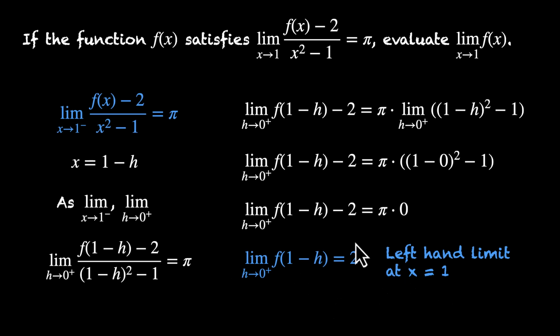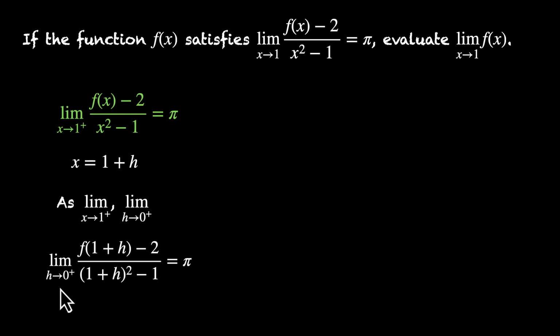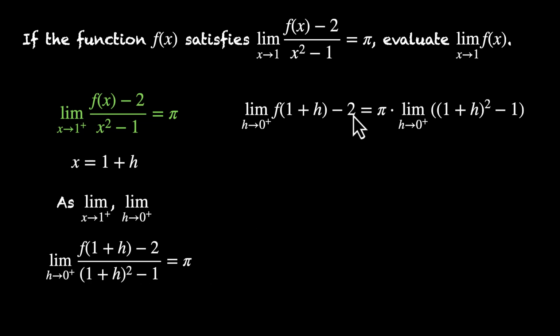And using the same thing, we can find the right hand limit. The limit as x approaches 1 plus of (f(x) minus 2) by (x square minus 1). This is also equal to pi. Now we substitute x as 1 plus h. Here h is a very small positive quantity which is making x slightly greater than 1. x is approaching 1 from the right hand side. So let's substitute. This is the limit as h approaches 0 plus of (f of (1 plus h) this time minus 2) by ((1 plus h) square minus 1). This is equal to pi. Now spreading the limit and cross multiplying, we get f of (1 plus h) minus 2 on the left side, and the right side is pi times the denominator.